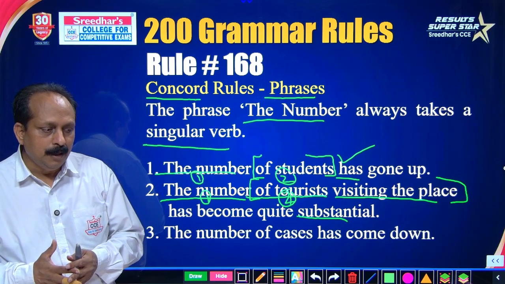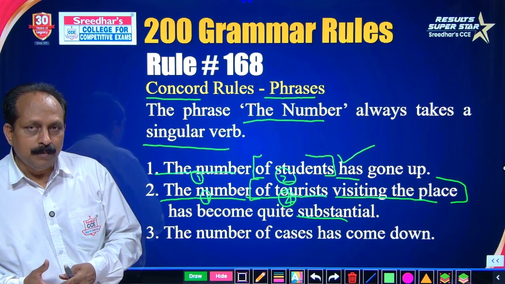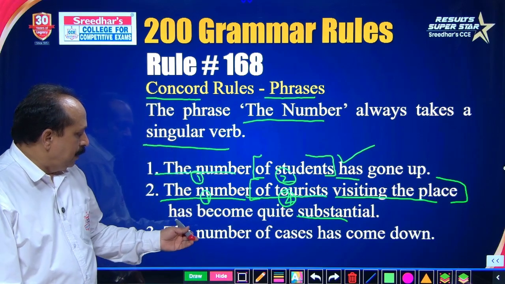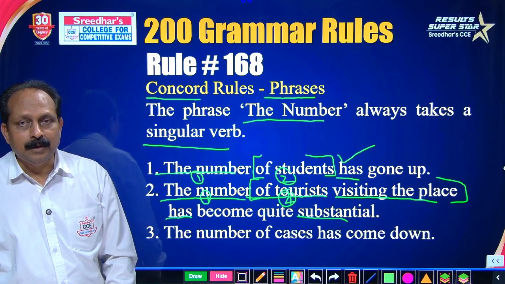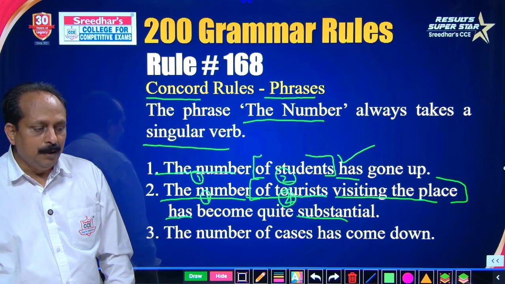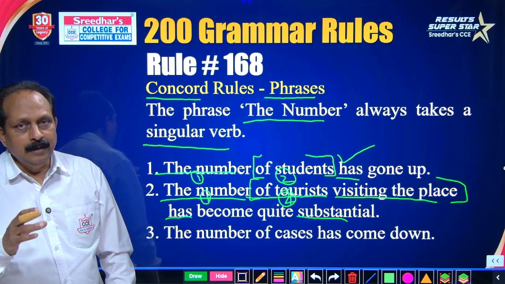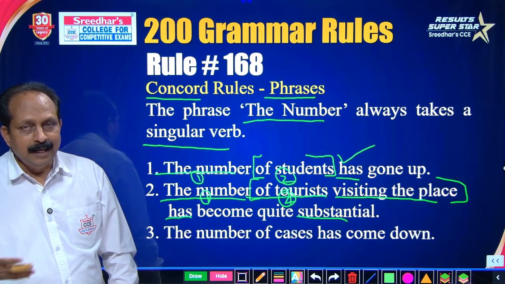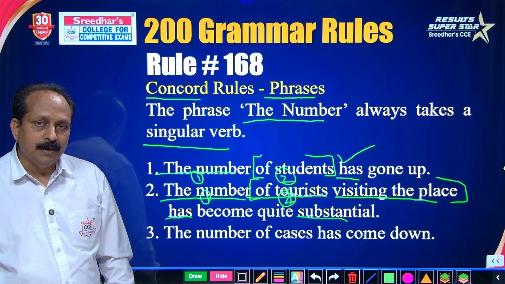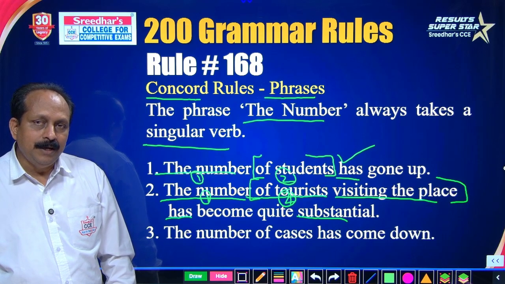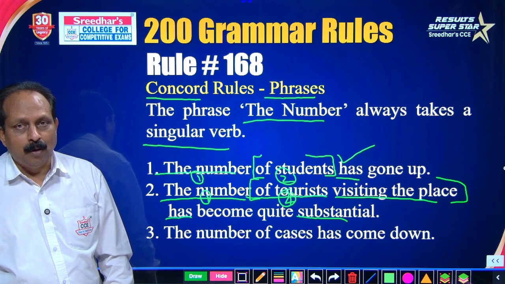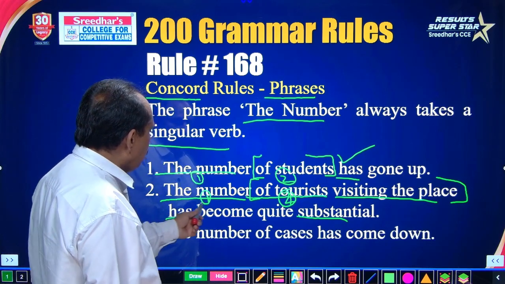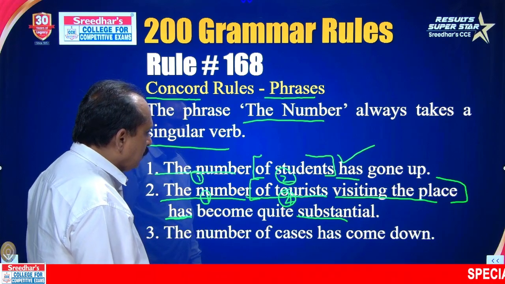This is a bit confusing because a lot of students may focus on tourists, which is a plural. They may think something is wrong with this. They may think of the plural verb. But do remember, in English, subject-verb agreement is a very important dimension. Especially when it comes to bank exams, SSC also, many a time they have given questions based on subject-verb agreement. Here the subject is the phrase the number and it takes a singular verb.